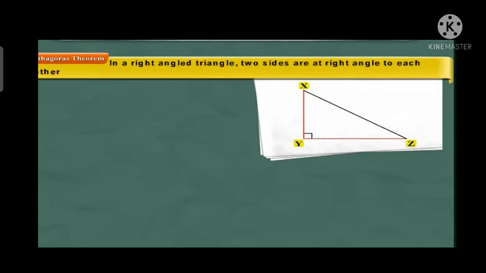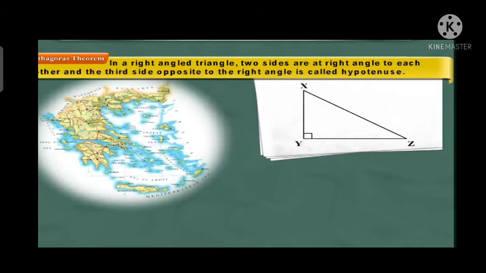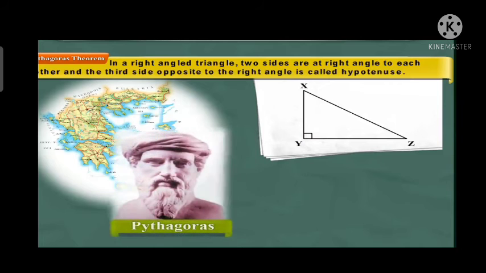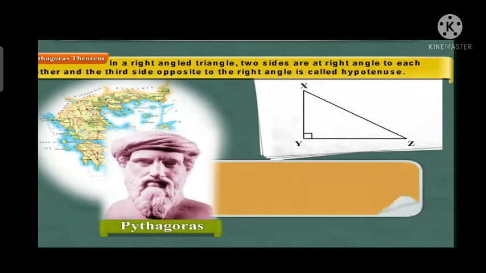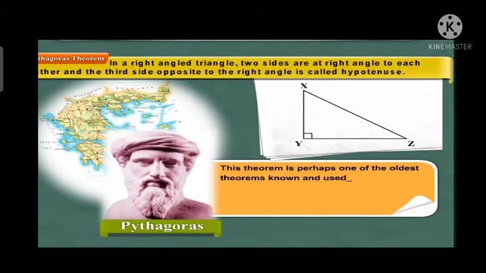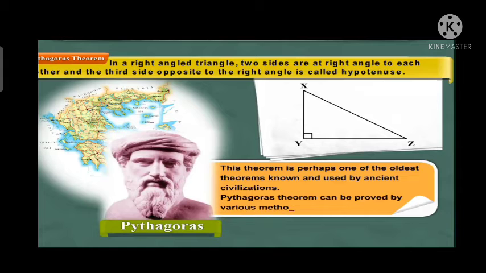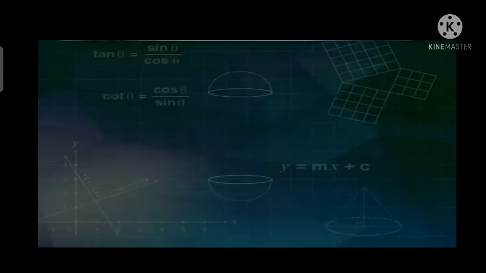In a right angle triangle, two sides are at right angle to each other and the third side opposite to the right angle is called hypotenuse. The relation between these sides was discovered by the Greek mathematician Pythagoras. This theorem is perhaps one of the oldest theorems known and used by ancient civilization. Pythagoras theorem can be proved by various methods.